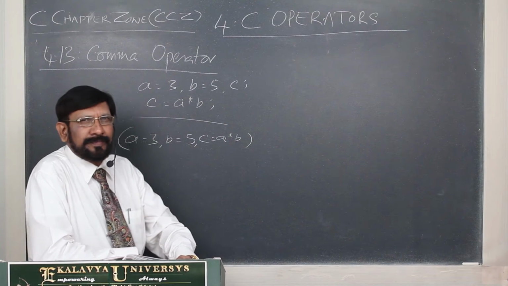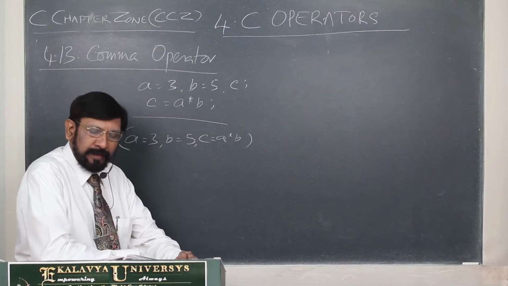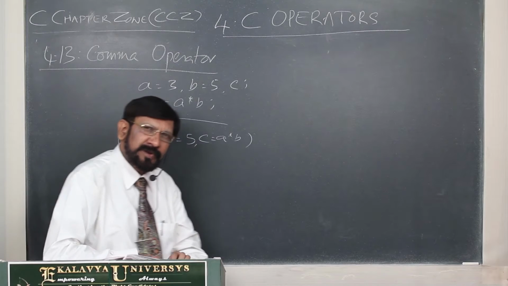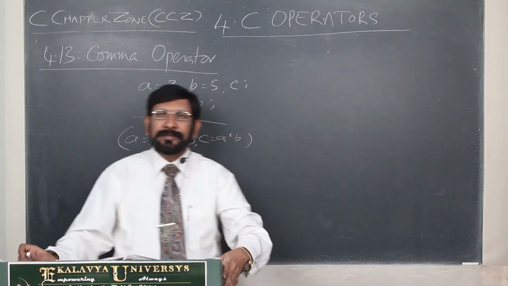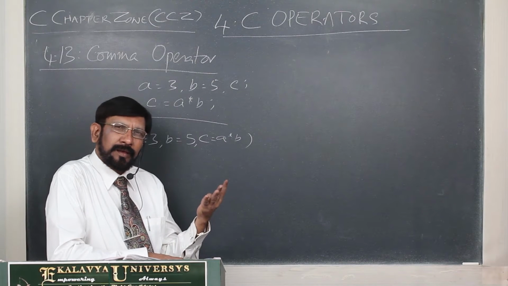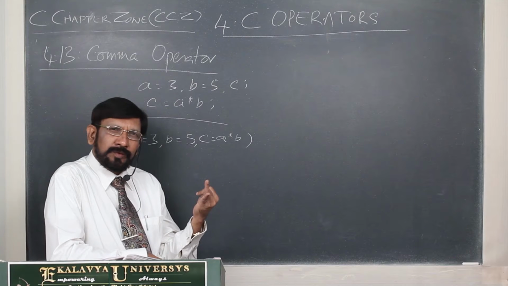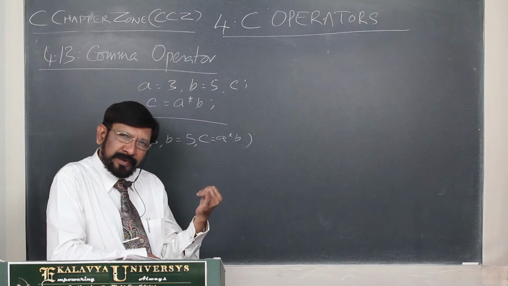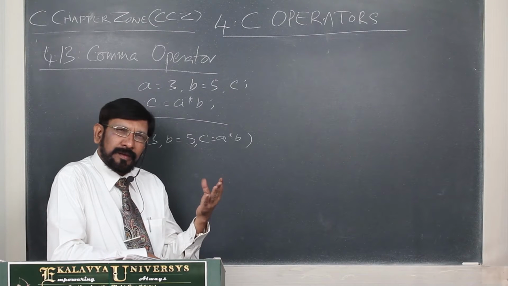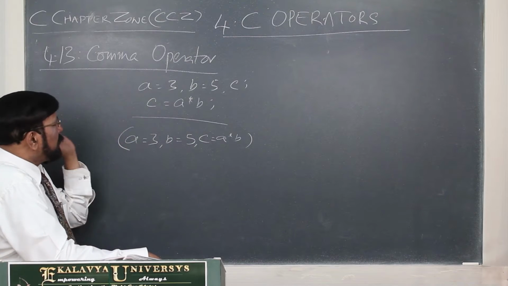Hello friends. Now let us take up concept number 4.13, comma operator. This is the last category of operators in our discussion. Already I explained about arithmetical operators, relational operators, logical operators, unary increment and decrement operators, assignment operators, conditional operators, bitwise operators, and finally the comma operator.